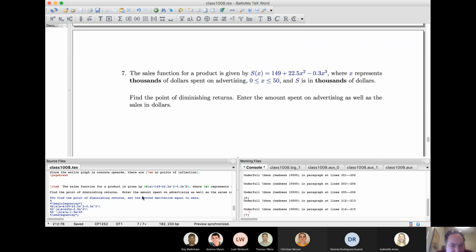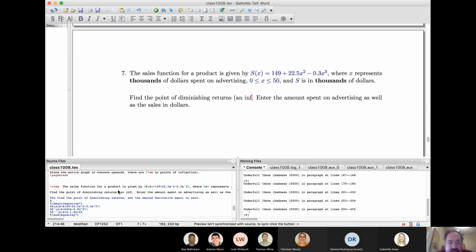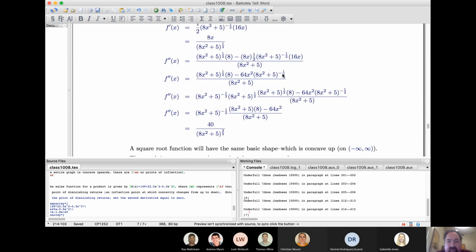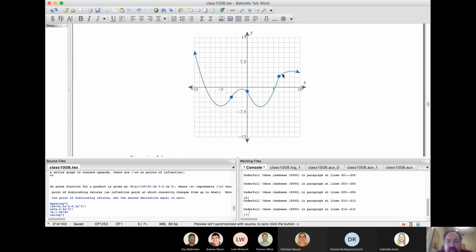So what does that mean? The diminishing returns is an inflection point at which concavity changes from up to down. Because when a function is concave up, and I'll go back to a graph we had earlier to give you the visual, here we have a case of a graph being concave up. This stretch here from around x equals 2.5 up until 6, it's not just concave up, it is also increasing.